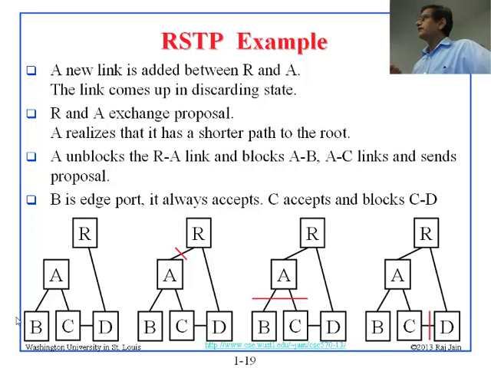Now the whole network is, let's say, converged with 2 proposals, one going here and one going here, in maybe 4 to 6 seconds.